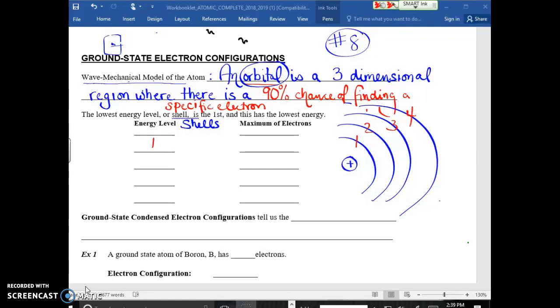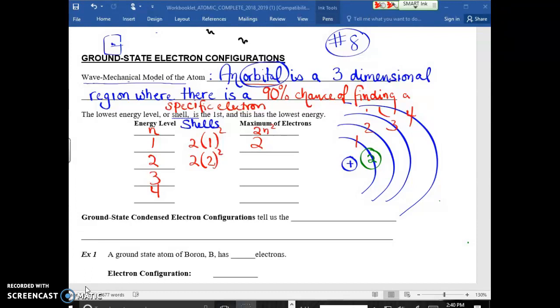It's an interesting relationship here: 1, 2, 3, 4. If n is the number of energy levels, then the maximum number of electrons that can be found in that energy level can be calculated using 2n squared. You'll probably just memorize them, but I did want to show you that there is a strict mathematical relationship. What's 1 squared? 1 times 2 is 2. So the first energy level can have a maximum of 2 electrons. It doesn't have to have 2, but it can have a max of 2.